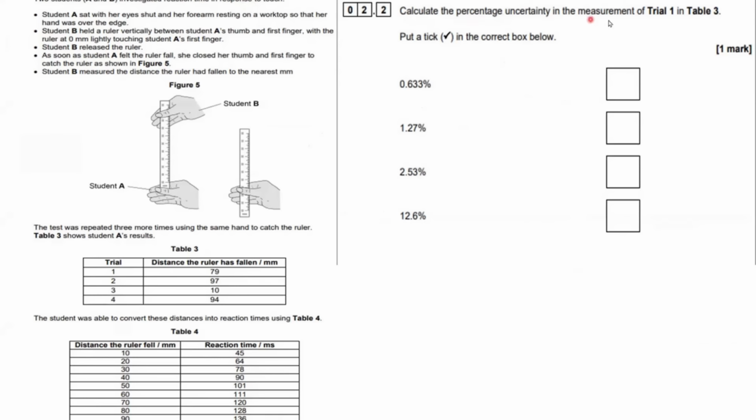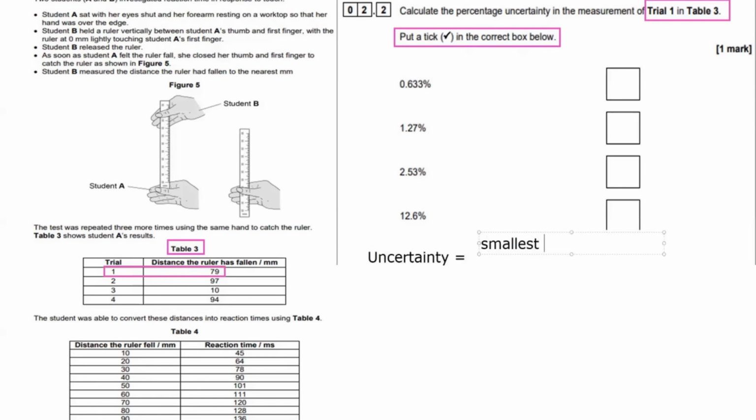Okay, guys, looking at a percentage uncertainty question here. It's a multiple choice, 2.2 on the paper 3, 2022 AQA A-level biology. Let's get into it. We've been asked to calculate the percentage uncertainty in the measurement of trial 1 in table 3. I've highlighted the relevant data in purple here.